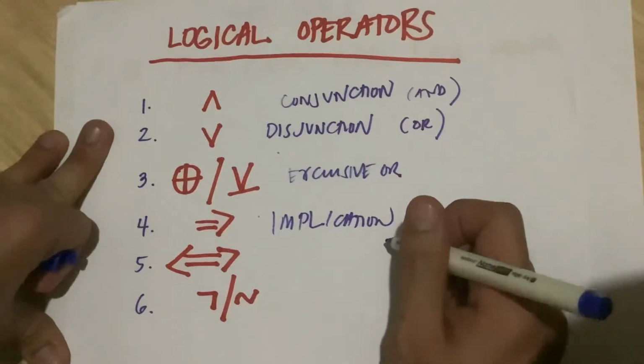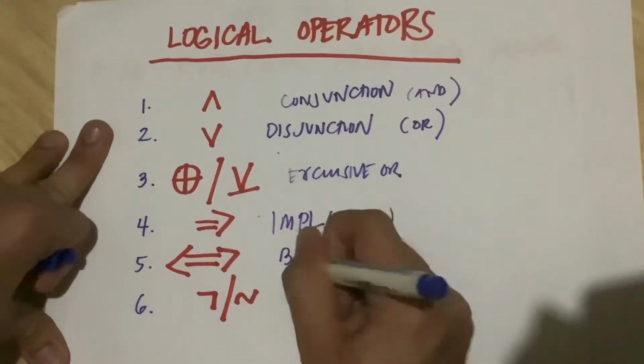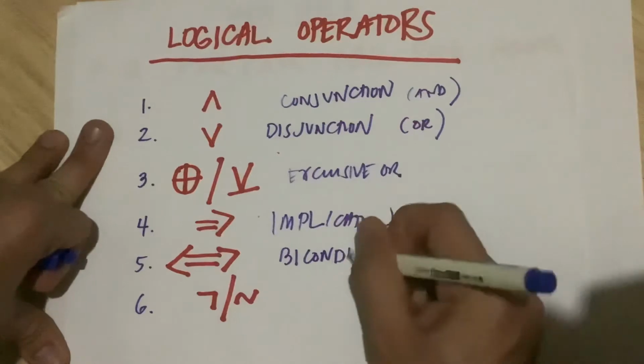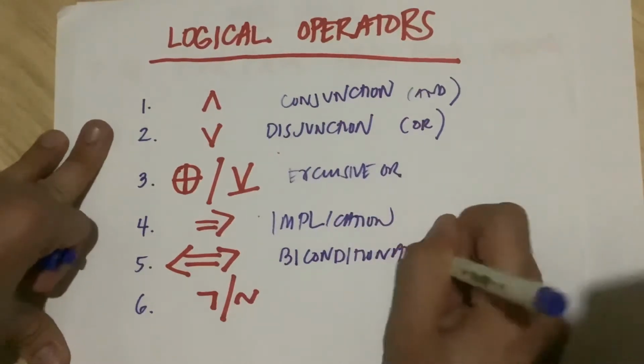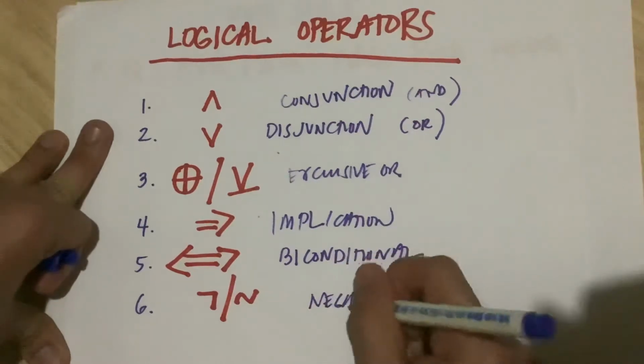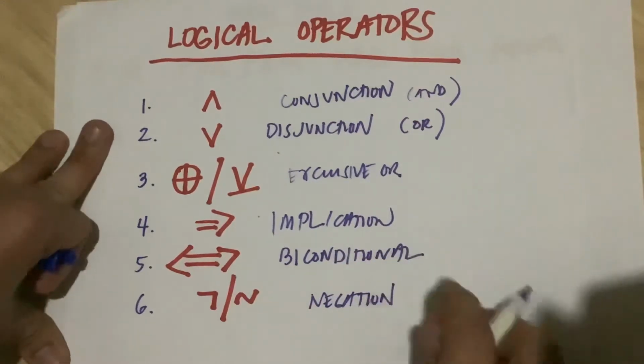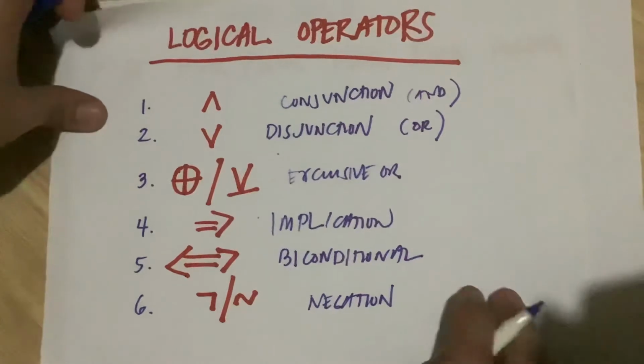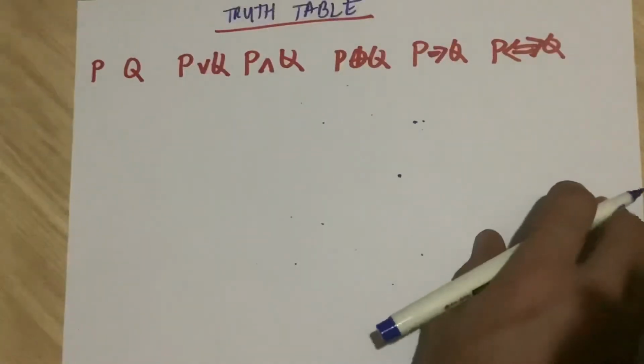Then, let's have number 5. You also have the biconditional. Okay? The biconditional. And the last one is the negation. Okay, negation.